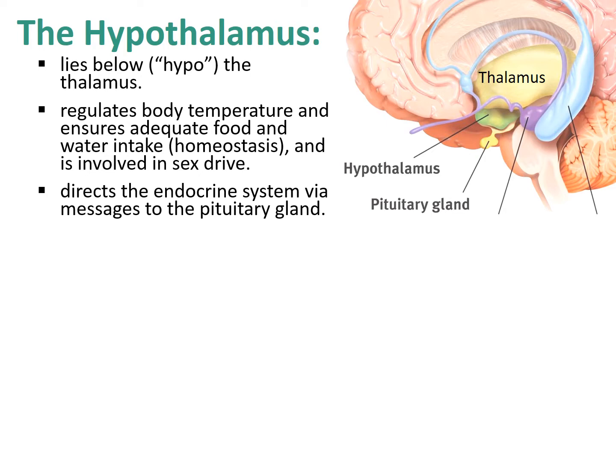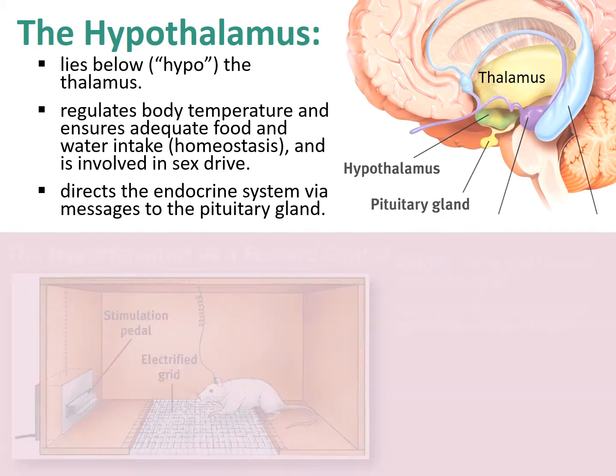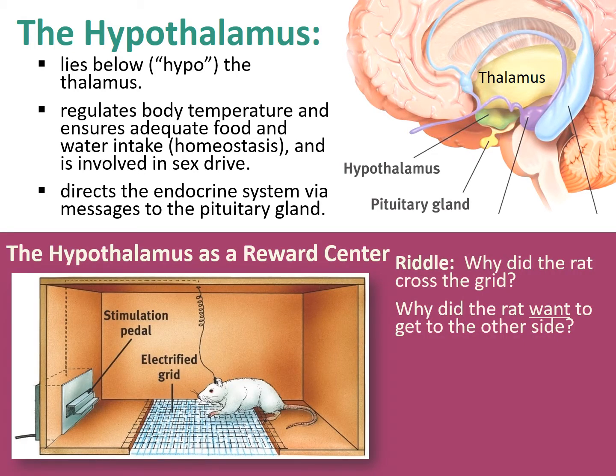The pituitary gland, as I mentioned, controls the whole endocrine system. And the hypothalamus controls the pituitary gland. So indirectly, the hypothalamus then controls the endocrine system. And the hypothalamus can also serve as a reward center in animals.